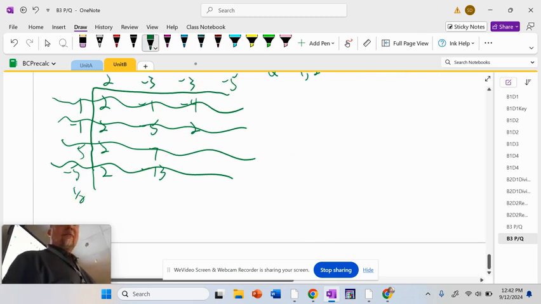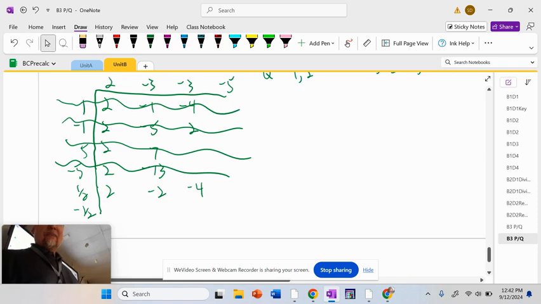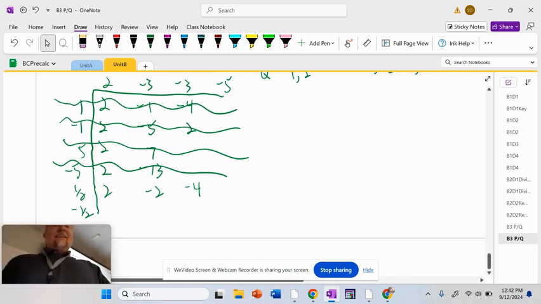Let's try 1/2. Got to be this fraction. What's half of 2? 1. 1 plus -3 is -2. Half of -2 is -1. -1 and -3... Is this going to work? No. I hate math. -1/2. Okay, now move over right here. Okay. No way.